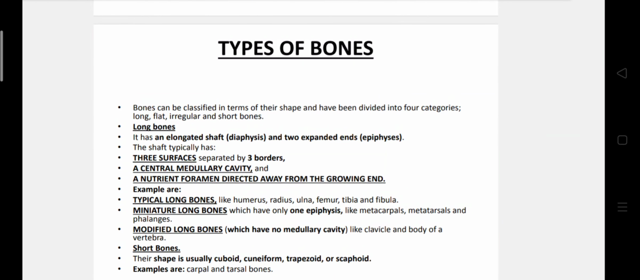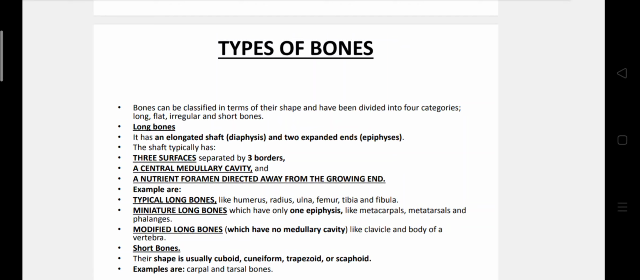Now, types of bones. Bones are classified in terms of their shape and have been divided into 4 categories: long, flat, irregular, and short bones. Long bones have an elongated shaft, diaphysis, and 2 expanded ends, epiphysis. The shaft typically has 3 surfaces separated by 3 borders, a central medullary cavity, and a nutrient foramen directed away from the growing end. Examples are typical long bones like humerus, radius, ulna, femur, tibia, and fibula.